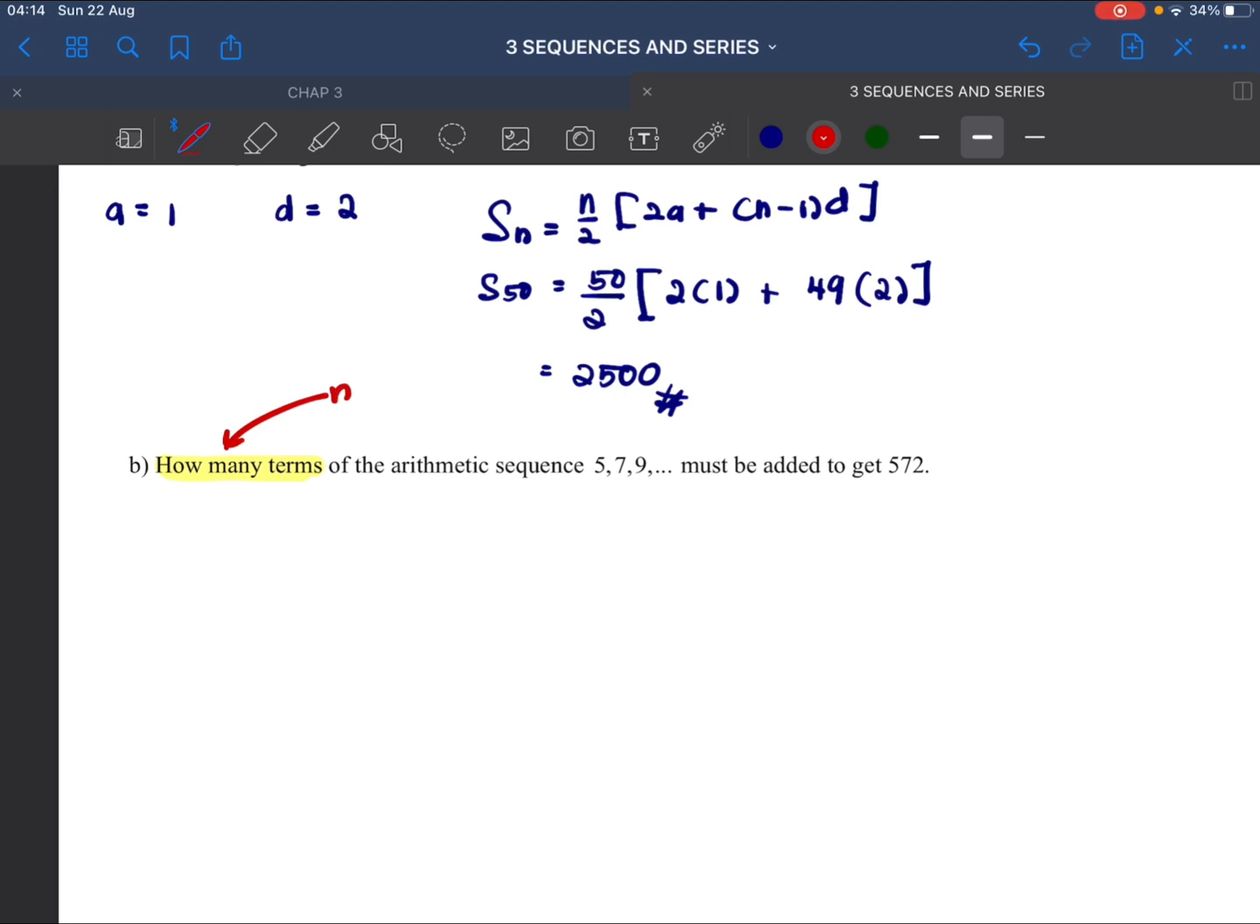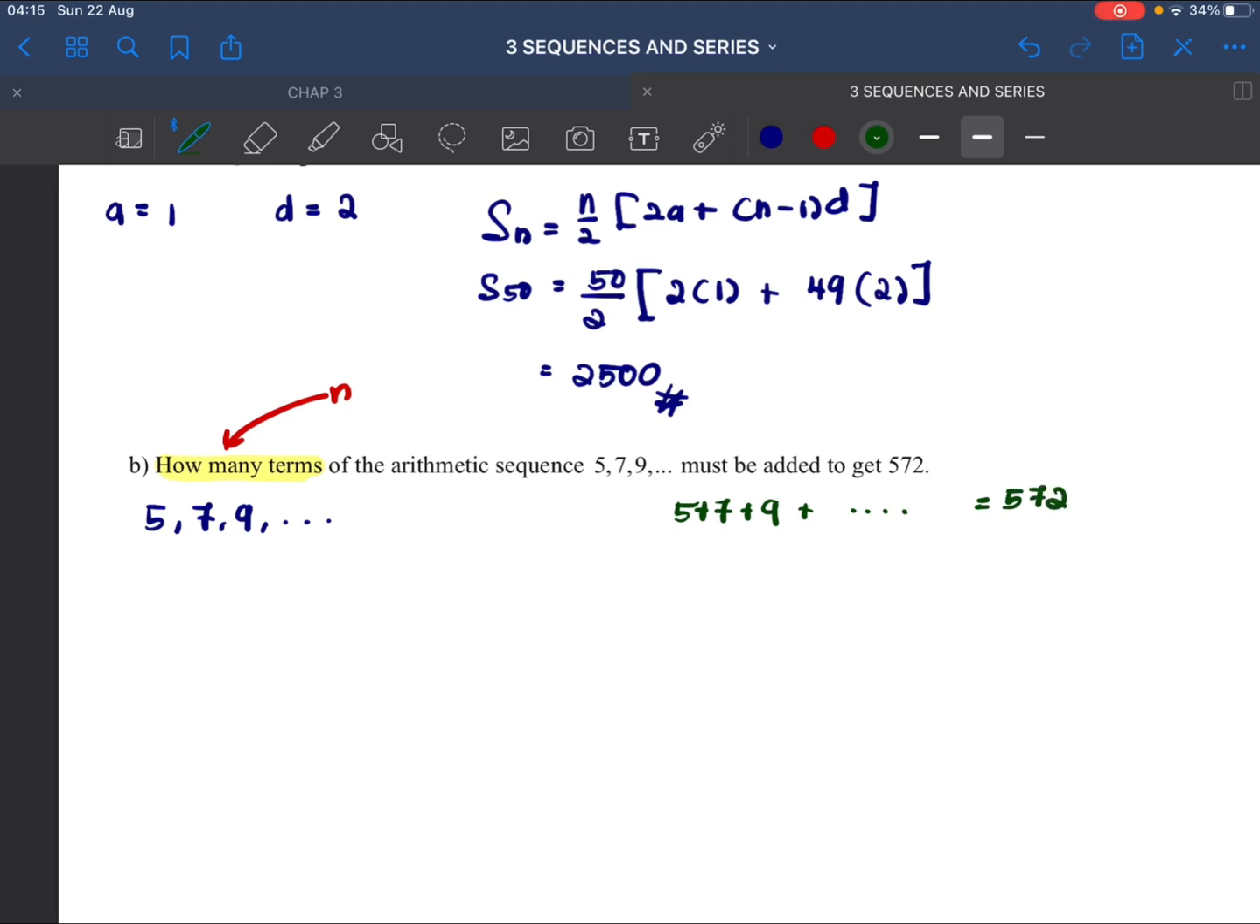Okay, macam mana pula kita nak cari n? So we have our sequence 5, 7, 9, and so on. Okay, how many terms of the arithmetic sequence must be added to get 572? Okay, so what is 572 dekat sini? Okay, saya tulislah contoh dekat sini. 5 plus 7 plus 9 and so on, which is kalau kita tambah semua ni, kita akan dapat 572.